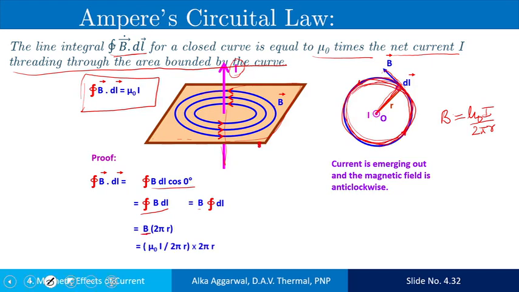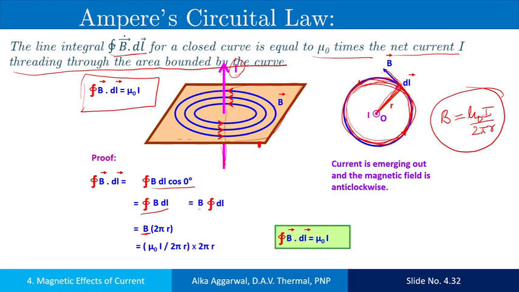The value of the magnetic field for the straight conductor at a distance r is mu naught I upon 2 pi r. So the expression is equal to mu naught I. That is, the integral of B dot dl is mu naught I. This is the proof of Ampere's circuital law.